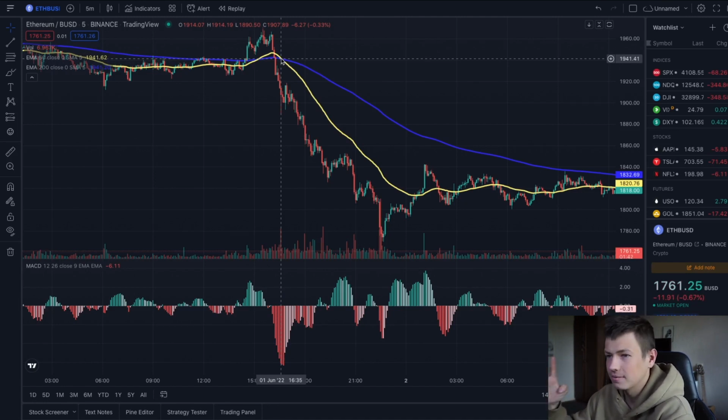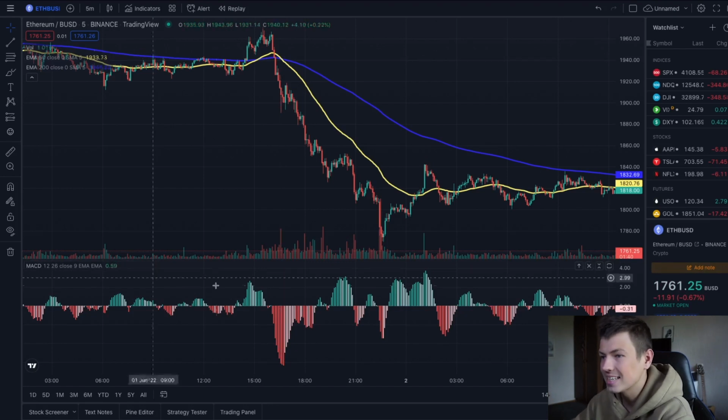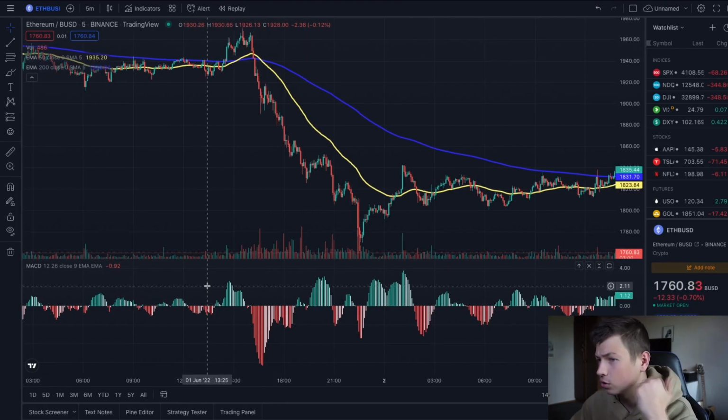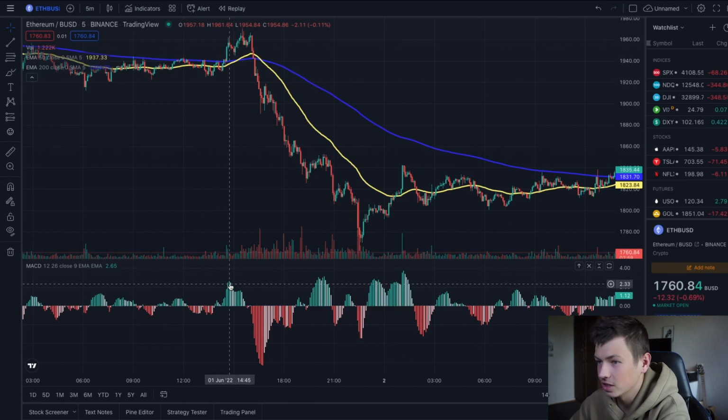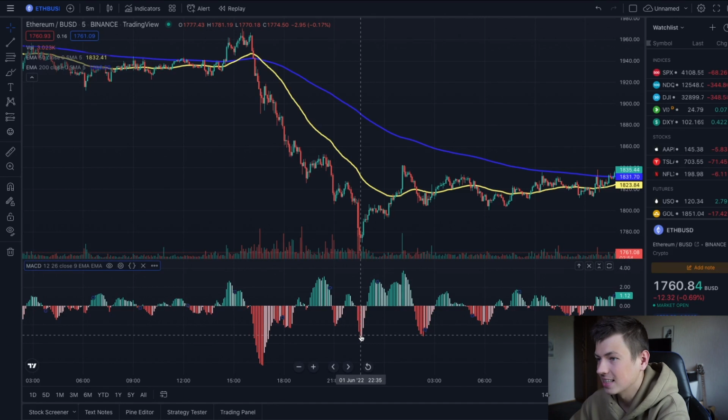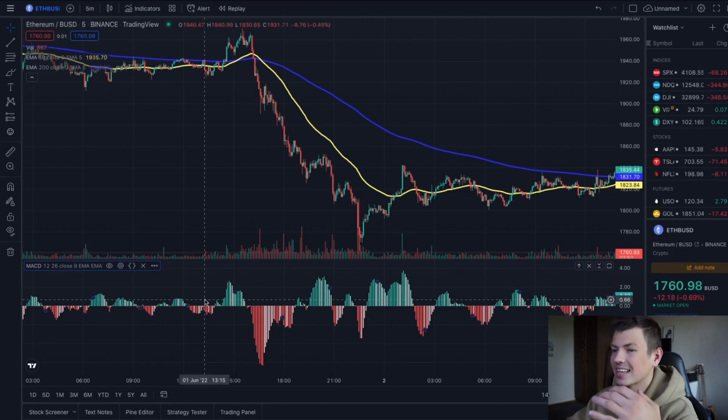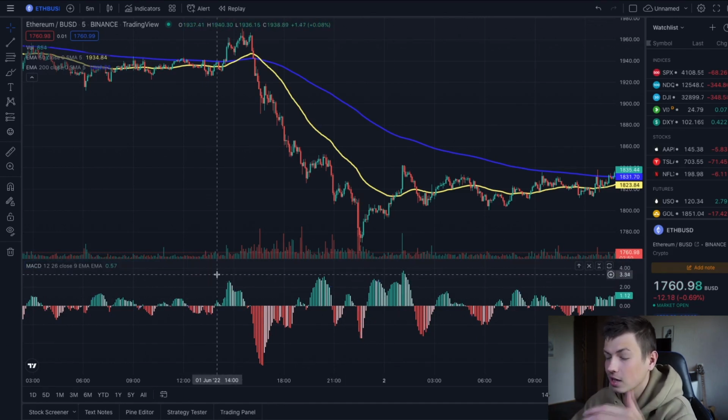So how do you actually find that? That's where MACD comes into play. And what we're looking for are these peaks right here. For example, this, and peaks like these. Basically everything that is kind of out of trend when it comes to the histogram.